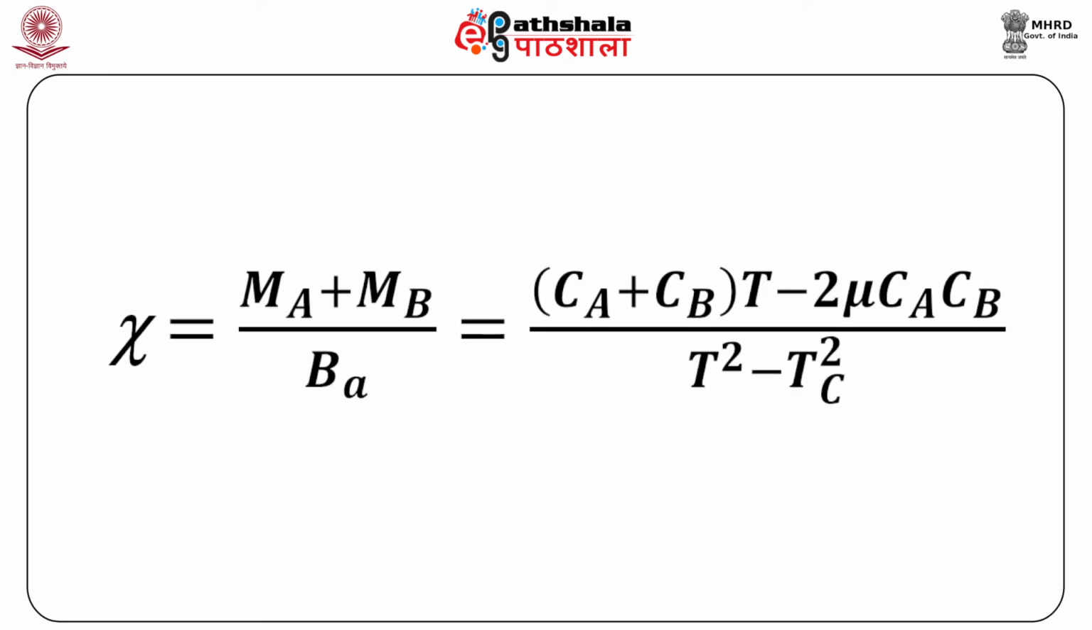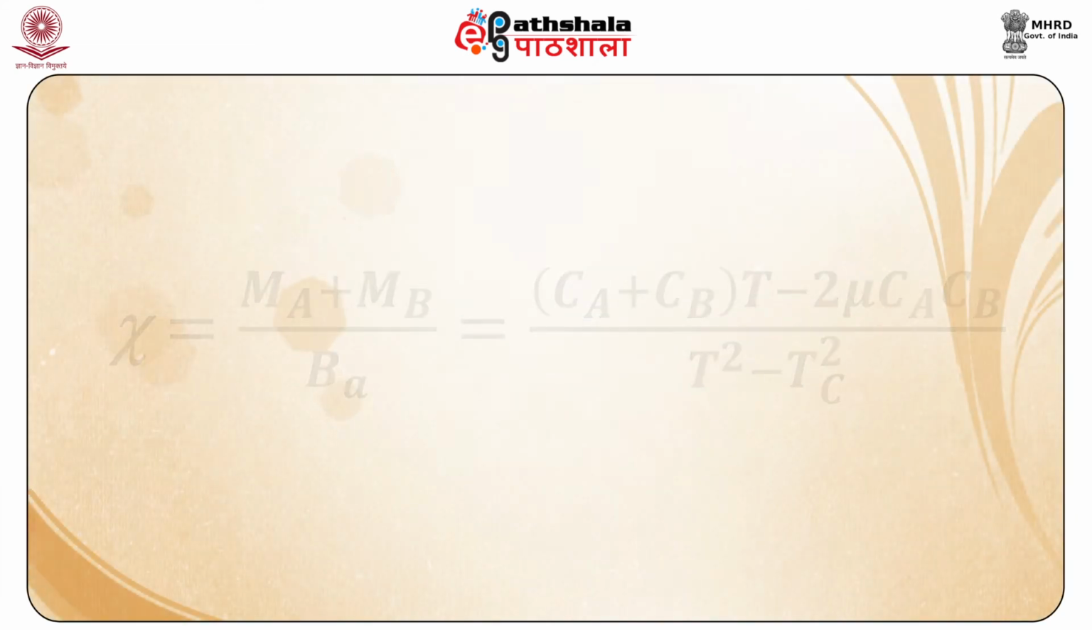On solving equations 8a and 8b for Ma and Mb to obtain the susceptibility at temperature greater than Tc, we get χ = (Ma + Mb)/Ba = ((Ca + Cb)T − 2μCaCb)/(T² − Tc²).